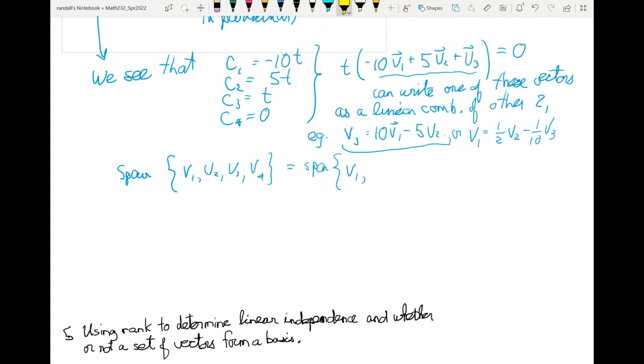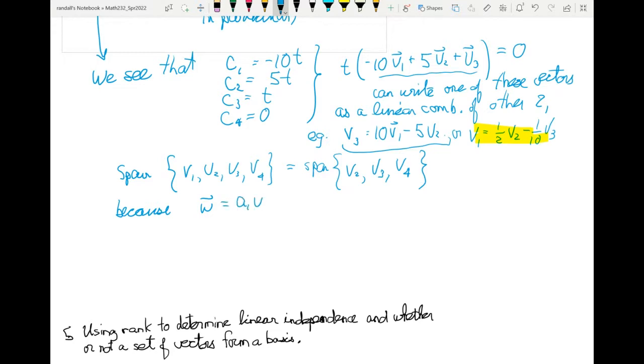So let's do it that way. That's the way I did it in my notes. So I just dropped my first vector. So it's going to be V2, V3, V4. Okay, because I can write V1 as a combination of the other vectors, if I take it out of the span, it doesn't affect it, right? Because, I'll just write this out for you.